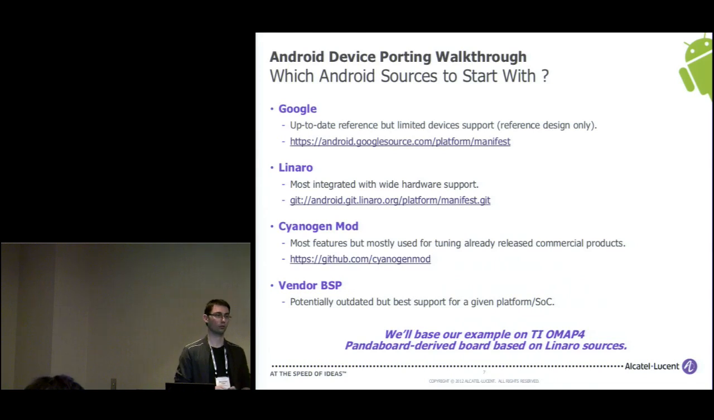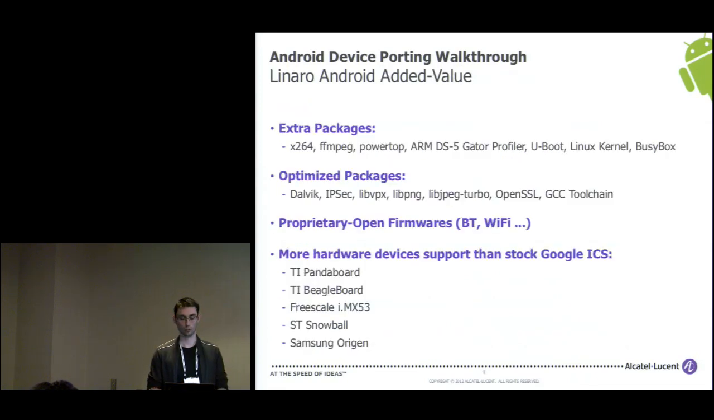And of course, you can also just take the AOSP BSP that your SoC vendor has provided to you. It may be outdated, so you do not necessarily have all the support that Linaro or Google will provide, but it's probably the best support that you may have for your SoC. In the example that we'll follow, we are going to consider that we are using a TI OMAP4-based board that can be derived from the Pandaboard, using the Linaro sources because this is one of the better supported distributions you may find for this hardware.